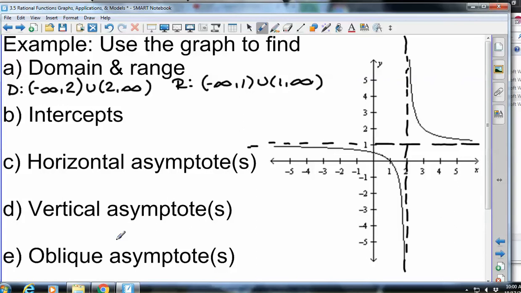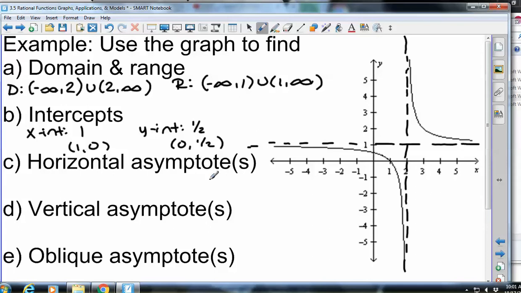Intercepts. We have x and y intercepts. So x intercepts, where does this graph touch the x-axis? 1. If I wanted an ordered pair, that would just be 1, 0. Y-intercept, where do we touch the y-axis? 1/2. Or if I wanted that as a point, it would be 0, 1/2.